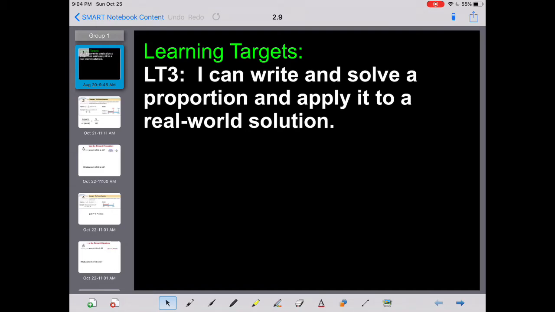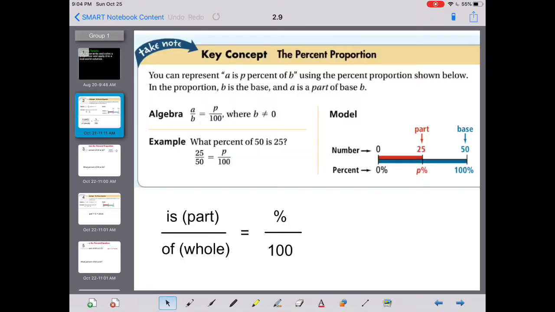Chapter 2, Section 9 is called Percents, and your goal is to be able to write and solve a proportion and then apply it to a real life situation. The first thing we're going to talk about is called the percent proportion. We've been talking about proportions for a couple sections. A proportion is when two ratios are equal to each other.